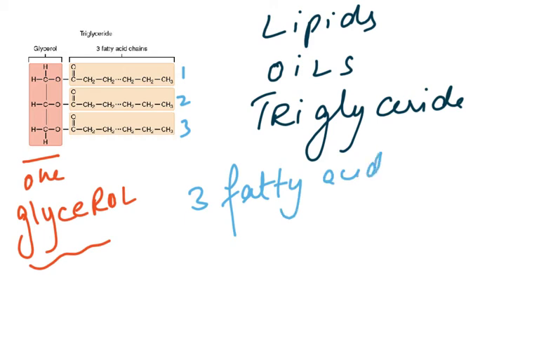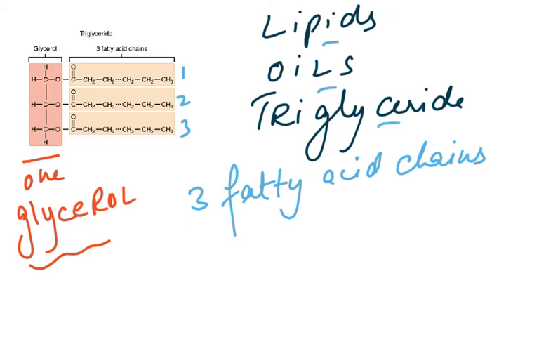That is why when you study this in digestion, the enzyme lipase breaks it up into one glycerol and three fatty acids. So all fats are not polymers, but they are macromolecules. They're made up of one glycerol and three fatty acid chains. Now, we can call them lipids, we can call them oils, we can call them triglycerides.